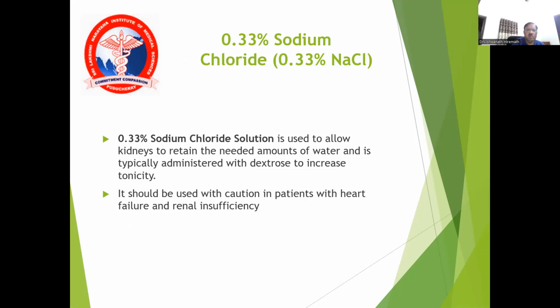The other hypotonic solution includes 0.33% sodium chloride. 0.33% sodium chloride solution is used to allow kidneys to retain needed amount of water and is typically administered with dextrose to increase the tonicity. It is administered with dextrose because it's hypotonic, in order to increase the tonicity. It should be used with caution in patients with heart failure and renal insufficiency.